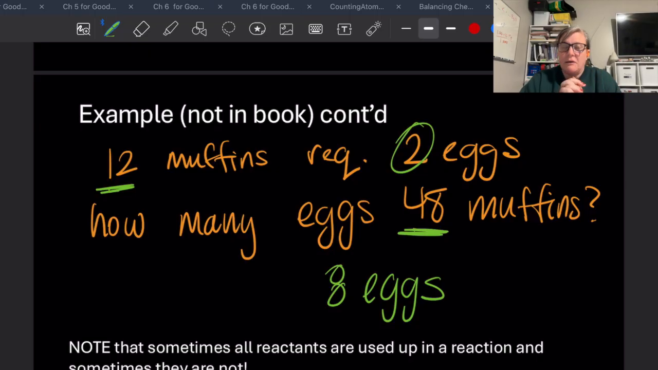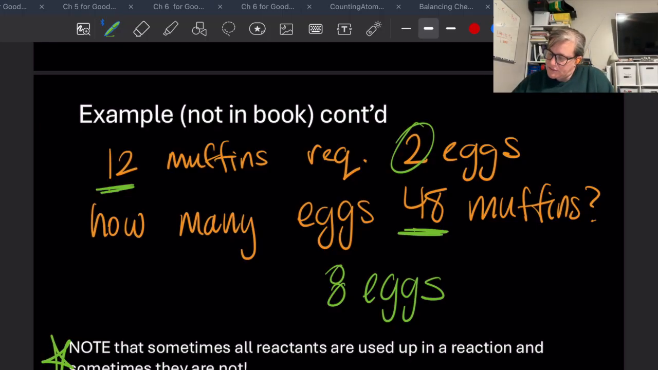Okay? Now, here's a note at the bottom of this page. So sometimes in a reaction, you have reactants that are not used up totally. Some of them might be, they might all be, but there will always be at least one that is totally used up. Okay. And that's what we're going to talk about next, if you have one that runs out and others that don't.